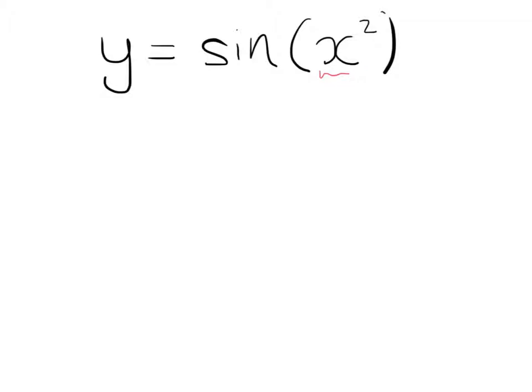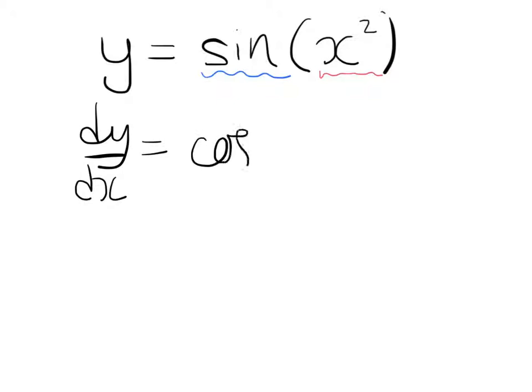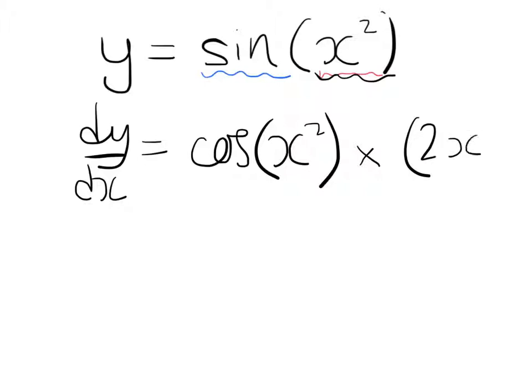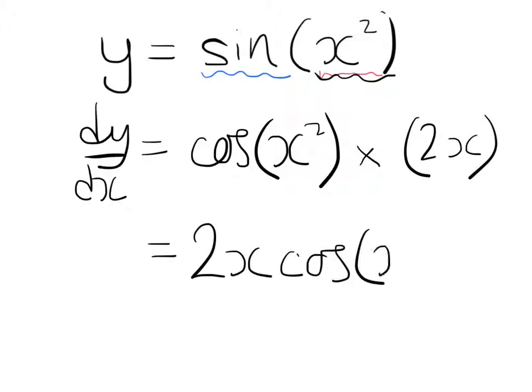Okay, so this is the baby inside the brackets, the mum function is sine, and if we differentiate sine we get cosine, the baby bit stays the same, cosine of x squared, and then we're multiplying by what we get if we differentiate the baby, which is 2x. So altogether we have 2x cos x squared.